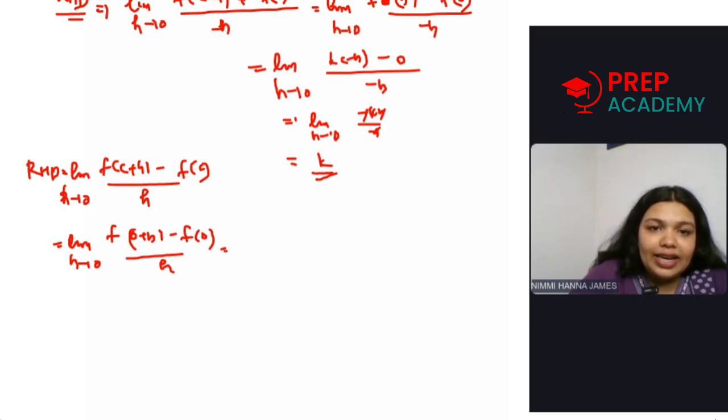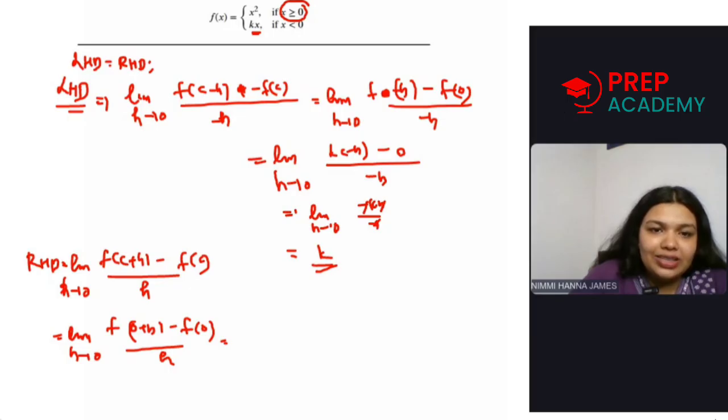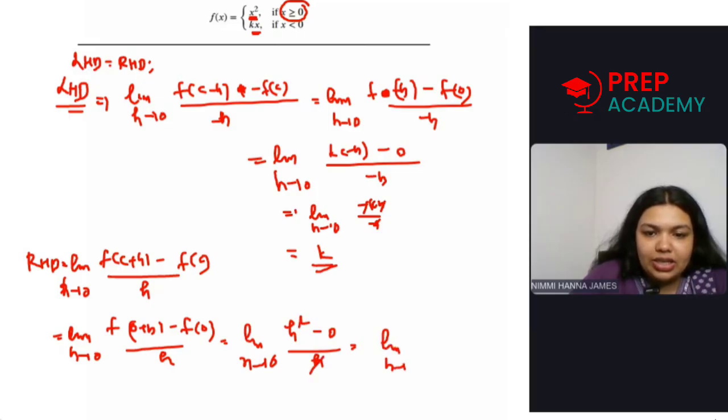So when x is greater than 0, that is to the right, the function has the value x square. So limit h tending to 0, f of h means h square, minus f of 0 which is 0, by h. This h and h get cancelled, so it is limit h tending to 0 of h, that is 0. H tends to 0 means it is 0.